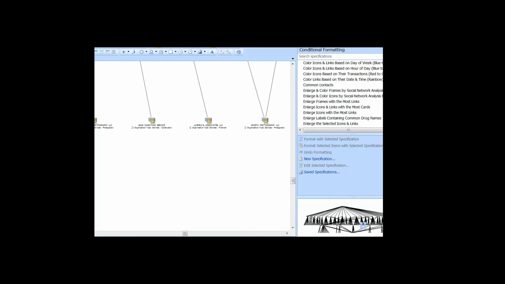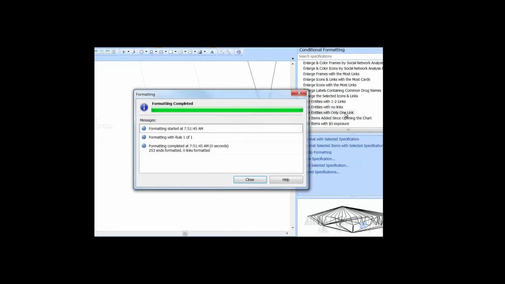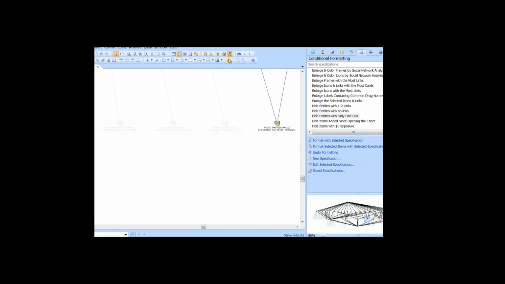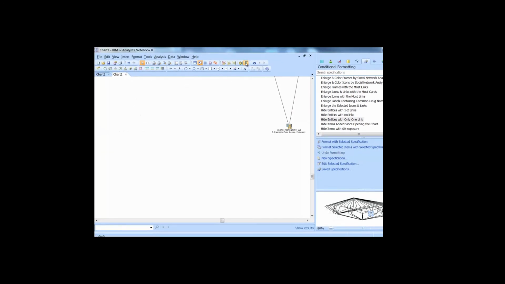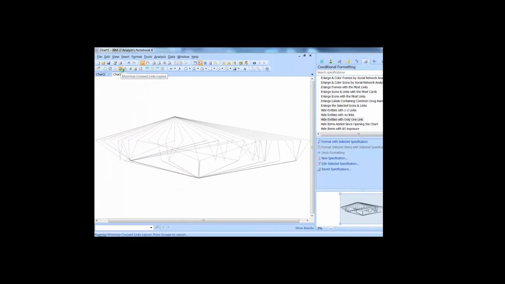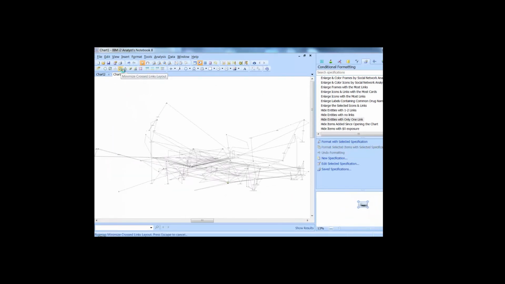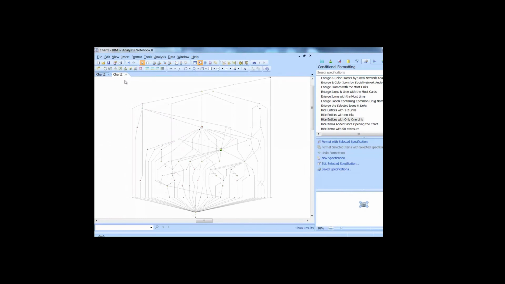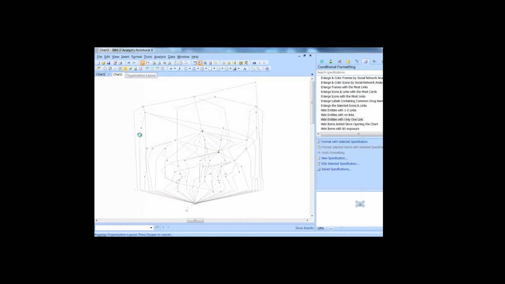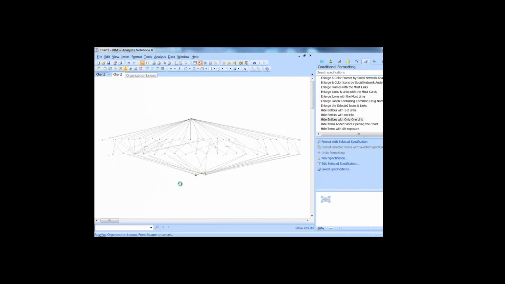One of these key formats would be hiding entities that only have one link. Again, this is going to filter out some of that noise. So it immediately grays them out, but we can fully remove them from the chart and then reapply a layout to bring this final chart together. Again, different layouts work better for different people, so it's good to try out different ones and see which visual you like best to present to law enforcement.